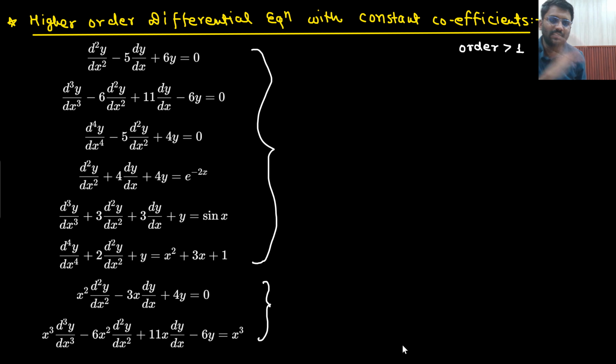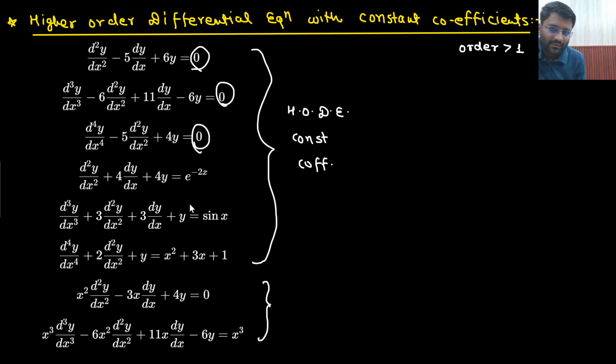As of now, what are we going to discuss? Higher order differential equation with a constant coefficient. So this is your higher order differential equation with the constant coefficient. Okay. Now, in these equations as well, there are two types. In one type, here there is 0. And in the other type, this is a function of x.